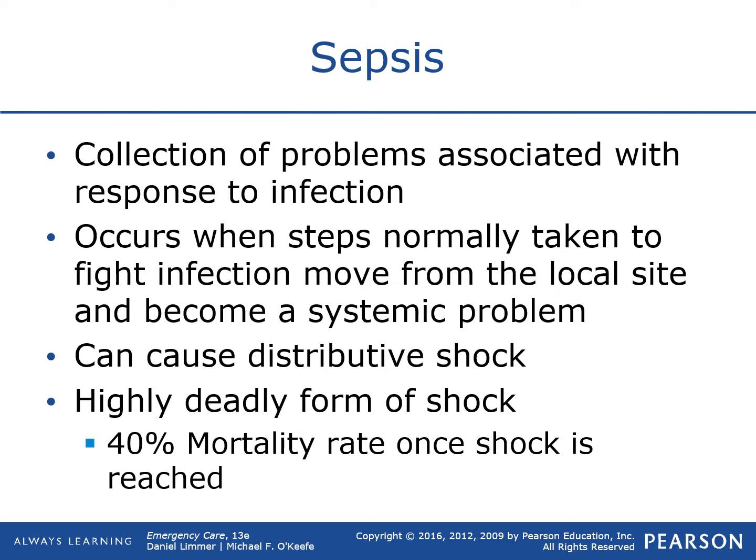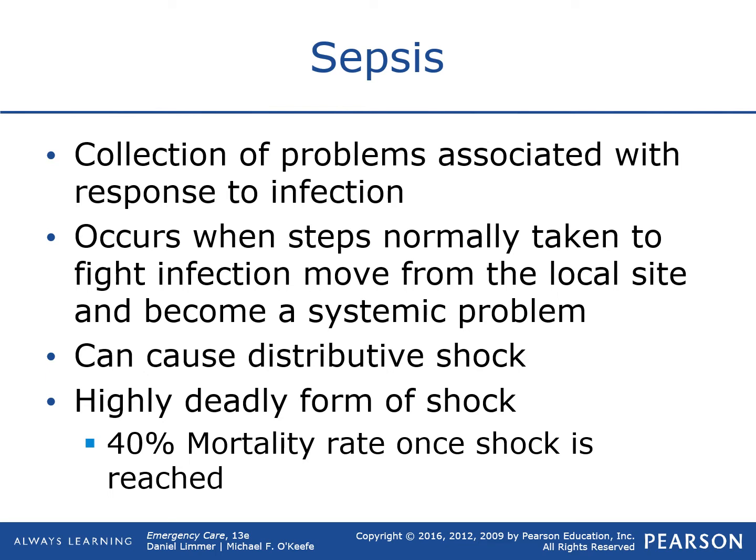So this happens when the body's response to infection moves from where the actual infection is, and it gets more widespread throughout the body, so it becomes a systemic problem. This leads to septic shock, which is a form of distributive shock because it's distributed throughout the entire body. We'll talk about that a little bit later.